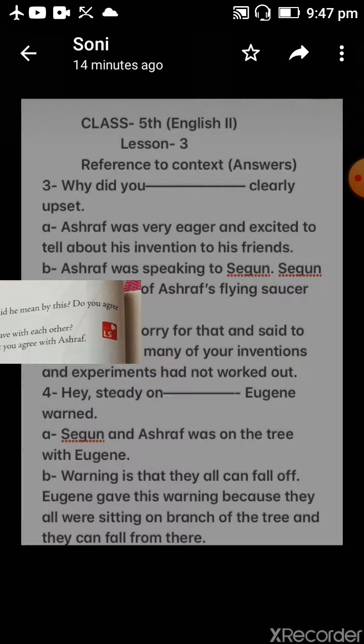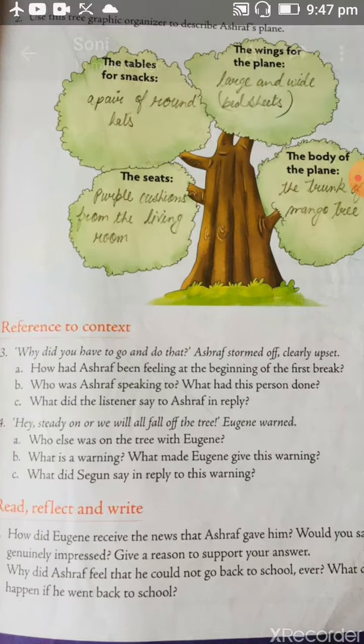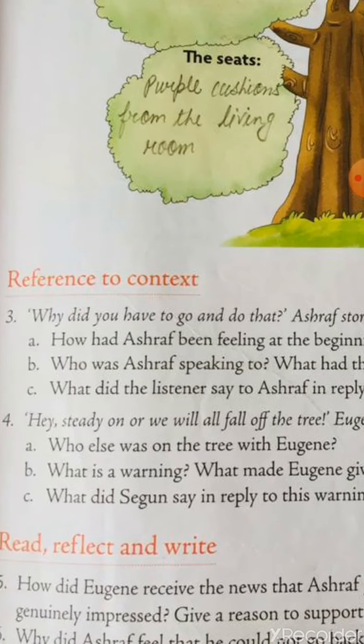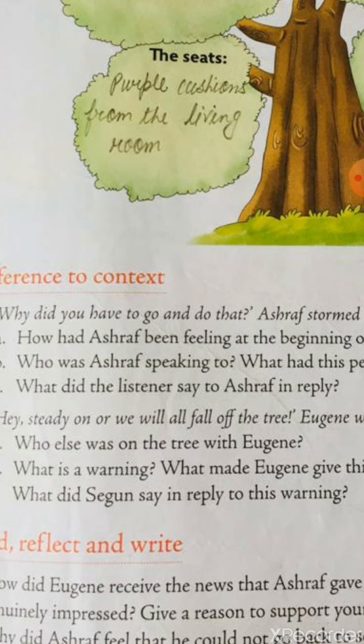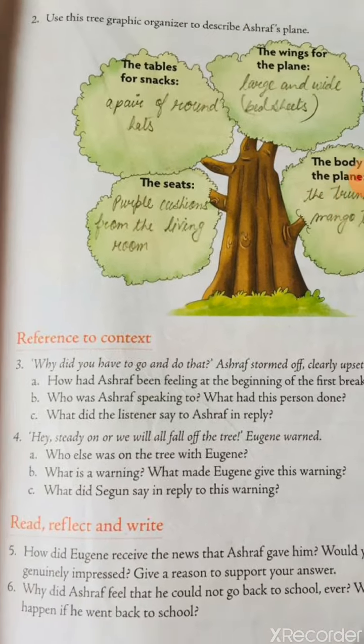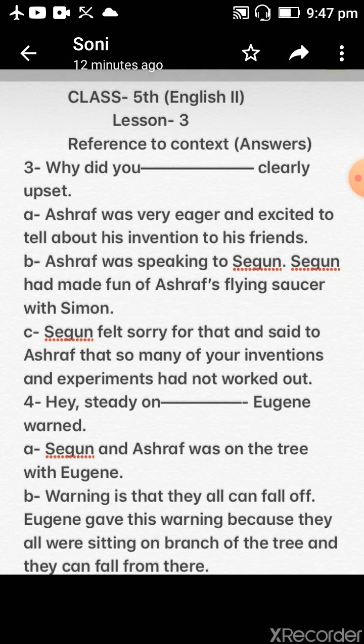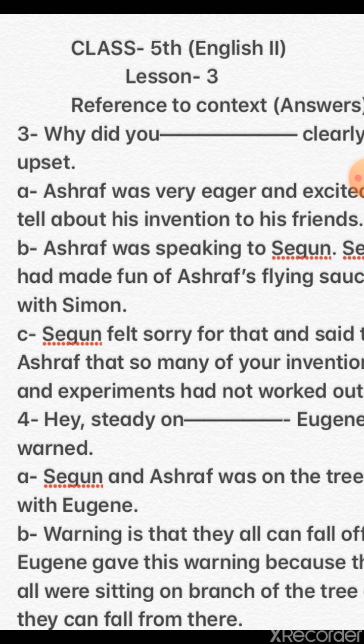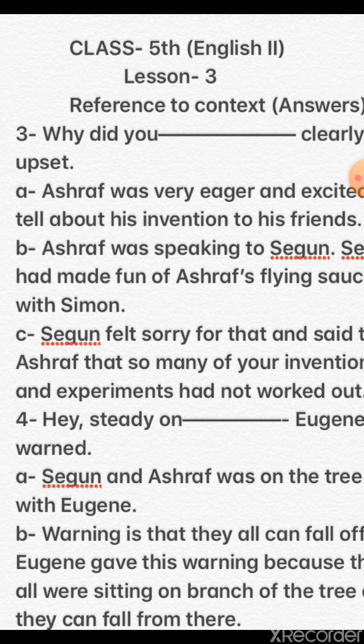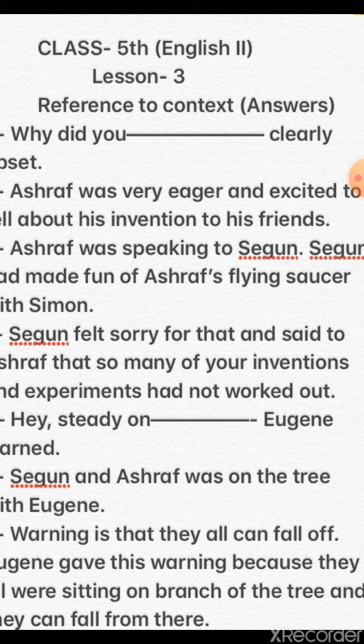Next question is, what had the listener said to Ashraf in reply? Listener means Sagan. Okay, so the answer is, Sagan felt sorry for that and said to Ashraf that so many of your inventions and experiments had not worked out.